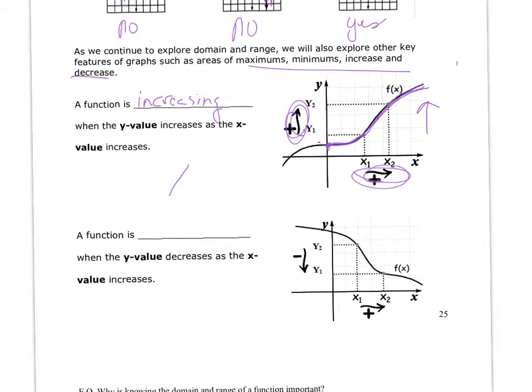When looking at a graph again from left to right, I am decreasing when the y values decrease as x increases. So notice x is increasing, I'm moving to the right. As I move from left to right, I'm heading down. Since I'm heading down, this function is decreasing.